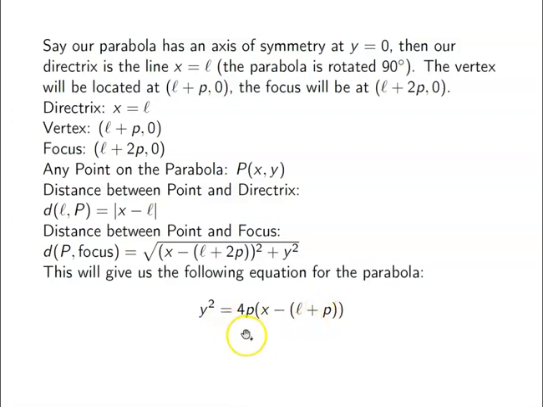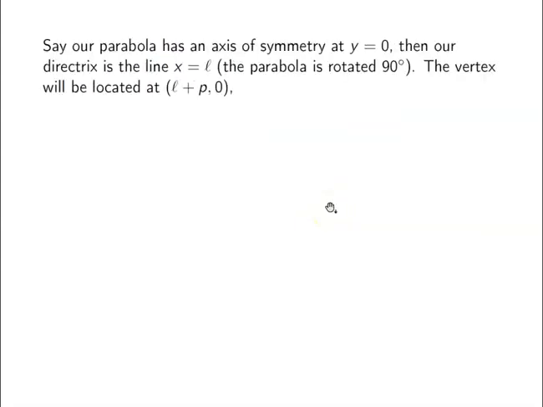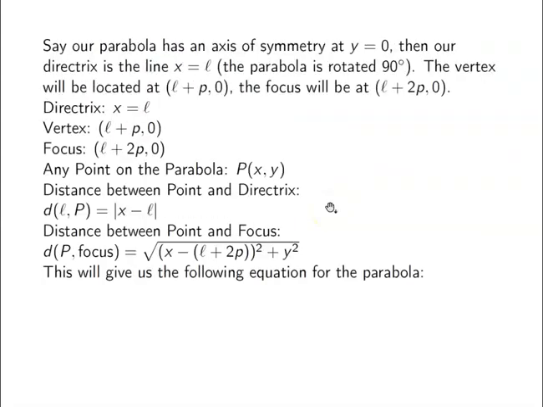where my vertex is at. So it's very, very similar. Instead of x squared is 4p times y minus the shift, it is y squared is 4p times x minus the shift.